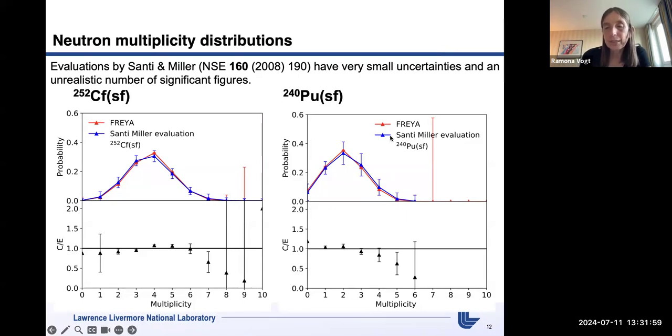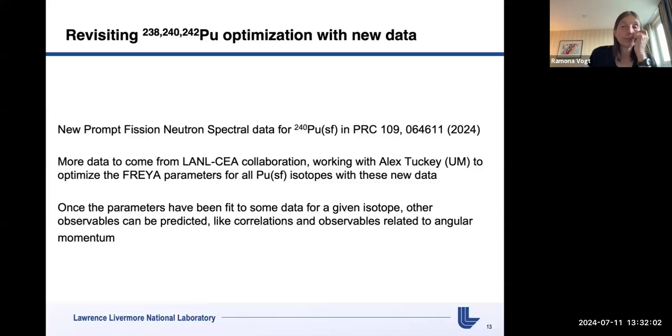But we're looking at some new data now. There's a prompt fission neutron spectrum measurement from Los Alamos, and they're taking more data now. So I'm working with Alex Tuckey from the University of Michigan to optimize the Freya parameters for all the plutonium spontaneously fissioning isotopes with new data. We're hoping they'll also have data on at least plutonium-242 and maybe 238 as well. And once you fix these parameters for some data, then you can predict different observables to all the data.